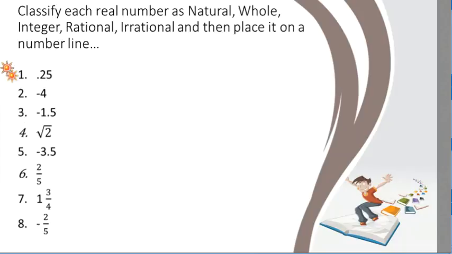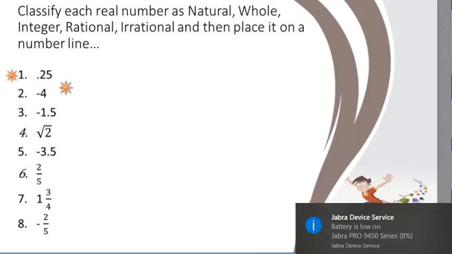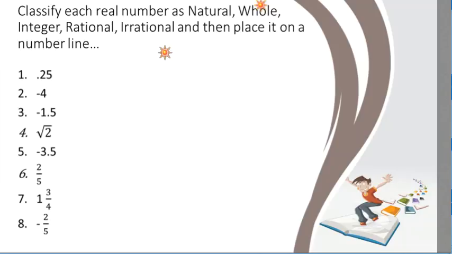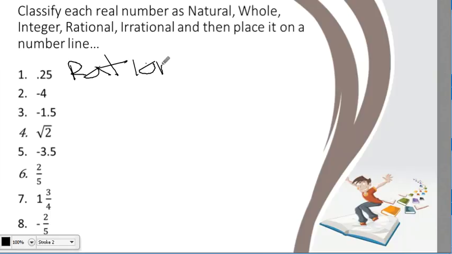0.25. Now, we know that this isn't one of the numbers we count with, so we know it's not a natural number. We know it's not a whole number. And because it's not a whole number, it's not an integer. This number is a rational number, which means it's not an irrational number. So for 0.25, I want you to do this on your piece of paper: you're going to put number 1, 0.25, and then you're going to write, this is a rational number. And then you're going to place it on a number line.